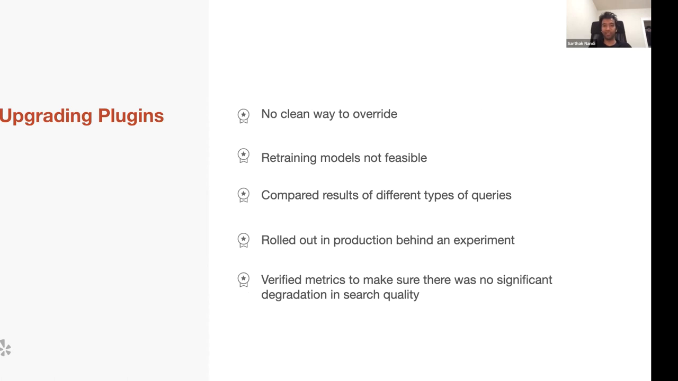There was no clean way to override this, and we didn't want to retrain all of our models. So we ran all of our queries through both Elasticsearch versions, and we compared the results from the queries. We found that for most of our queries, we either are not using phrase queries, as I mentioned before, or we found that other parameters other than the word score were contributing more to the final score. And so as a result, there was either no change or a minimal change in the ranks for most of the queries. We still don't know how the search metrics would look like for those queries though. So we rolled out our changes in production behind an experiment to a small set of users. We gathered metrics from these users and we made sure that there was no significant degradation in search quality. Only after that, we rolled the cluster out to all of our users.